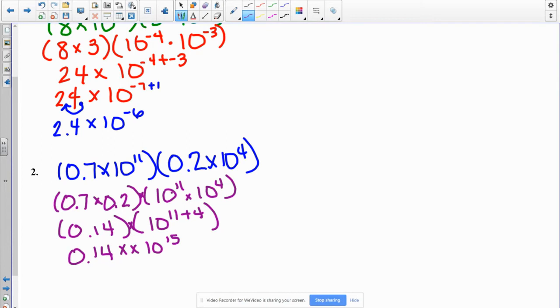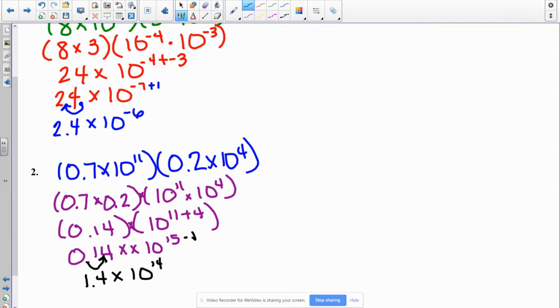So if we look at it at the end here, we notice that 14 hundredths is definitely not greater than or equal to 1 or less than 10. So this time we're going to move the decimal to the right. So it becomes 1.4 times 10. And when I move to the right, I actually subtract 1. So this becomes to the 14th power.